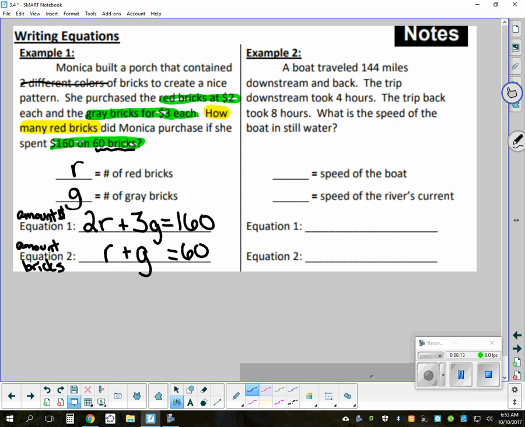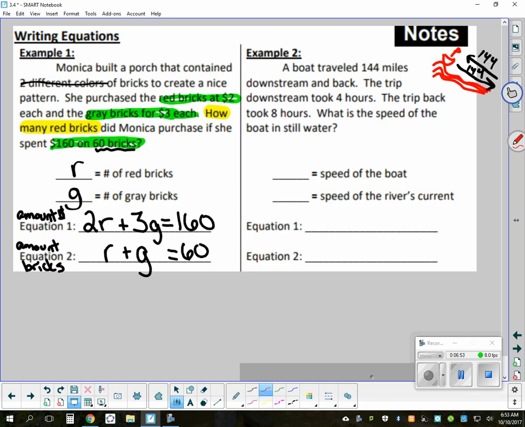A boat traveled 144 miles downstream and back. So we've got a boat, we've got a current, a little river maybe. Here's my red water. That's a little frightening. Maybe should have made that blue. You've got a boat on it. There's my boat. And it is going to go downstream and then back. 144 miles each way. Okay, so each route is 144.